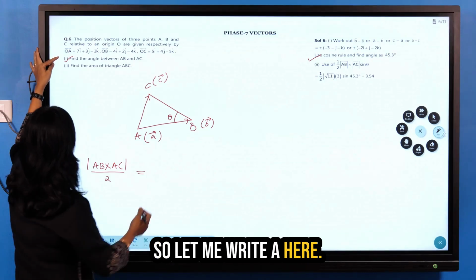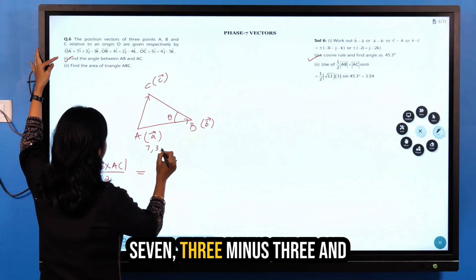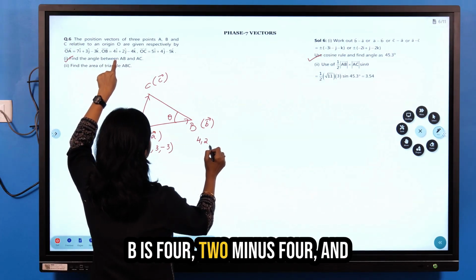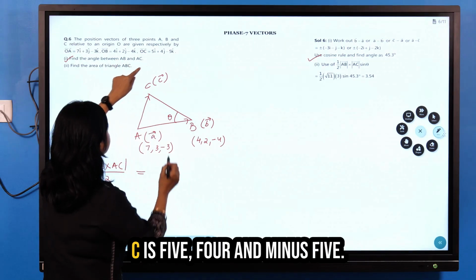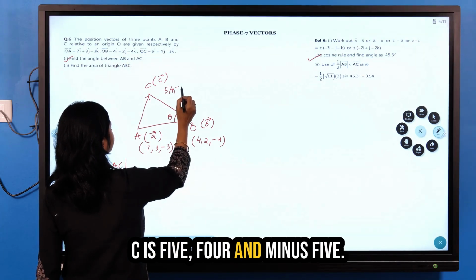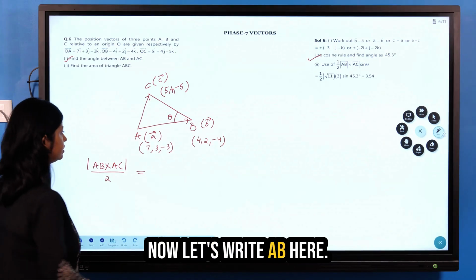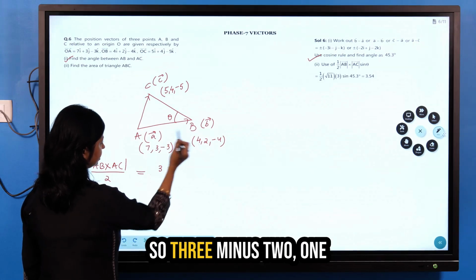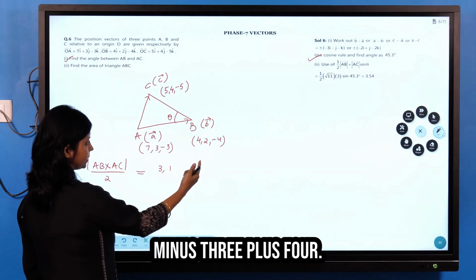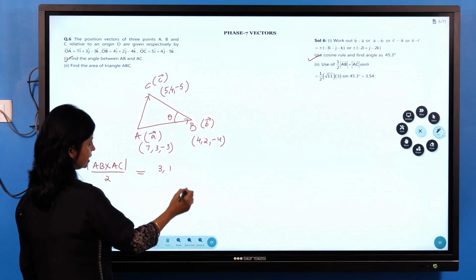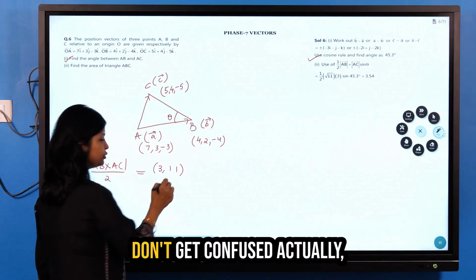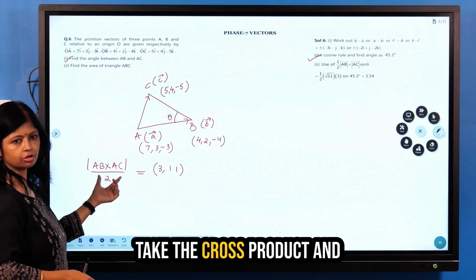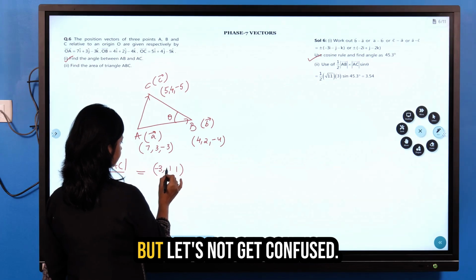Let me write A here. A is 7, 3, minus 3, and B is 4, 2, minus 4, and C is 5, 4, and minus 5. Now let's write AB here. AB is 7 minus 4, 3 minus 2, 1, minus 3 plus 4 is 1. Don't get confused. If we actually have to report AB, it should be B minus A. But here, because we have to take the cross product and the mod, it doesn't matter.